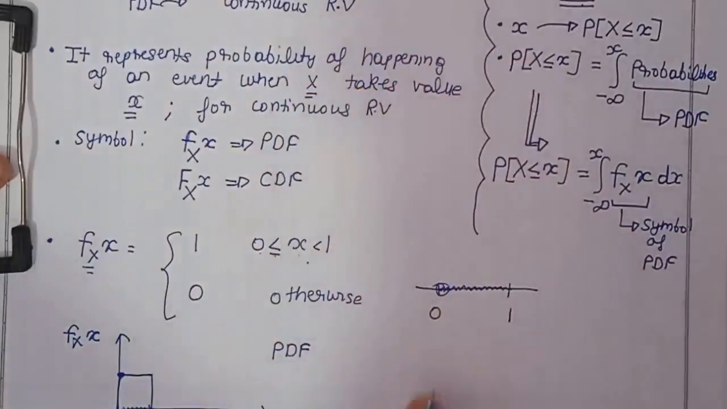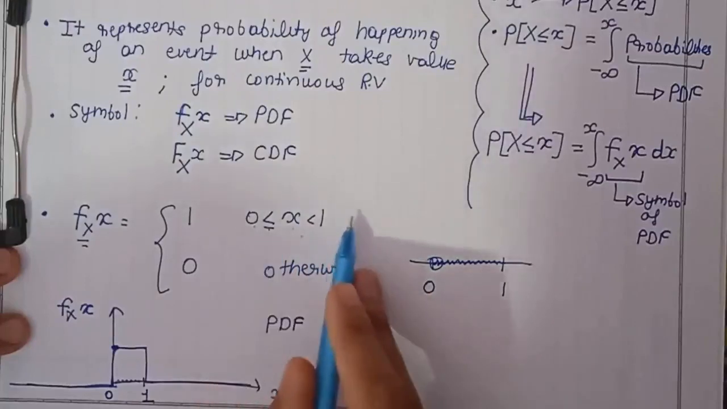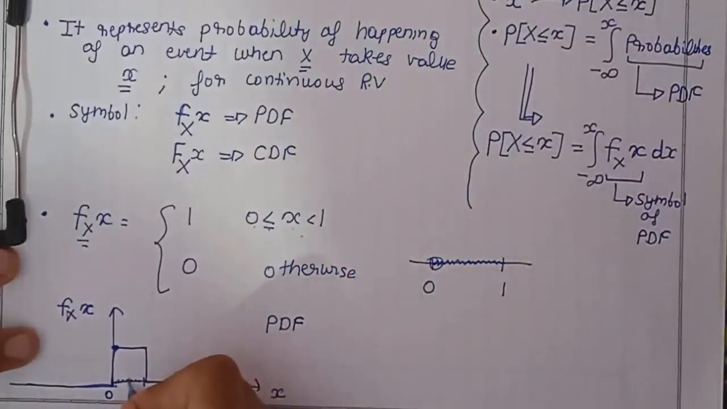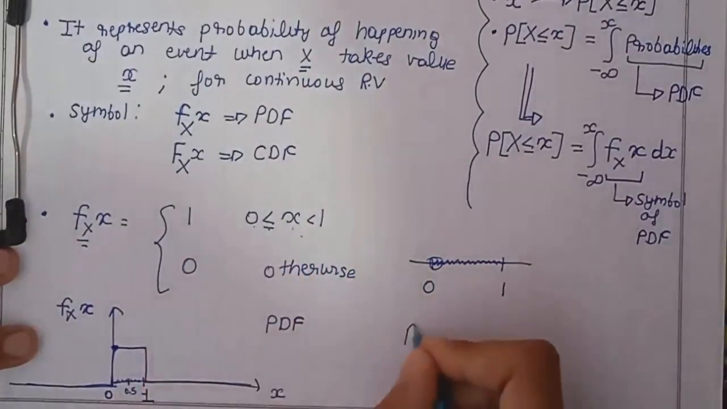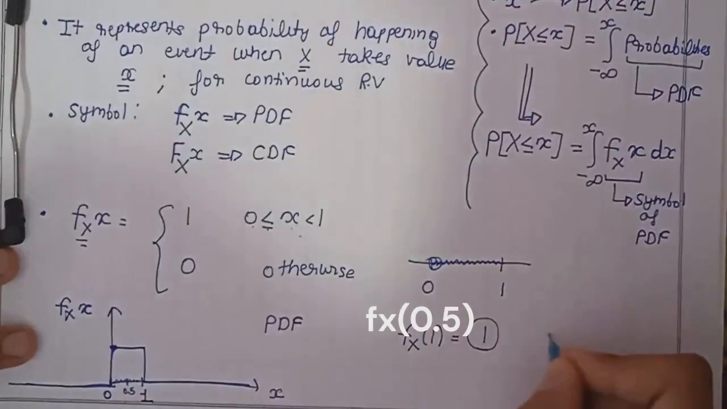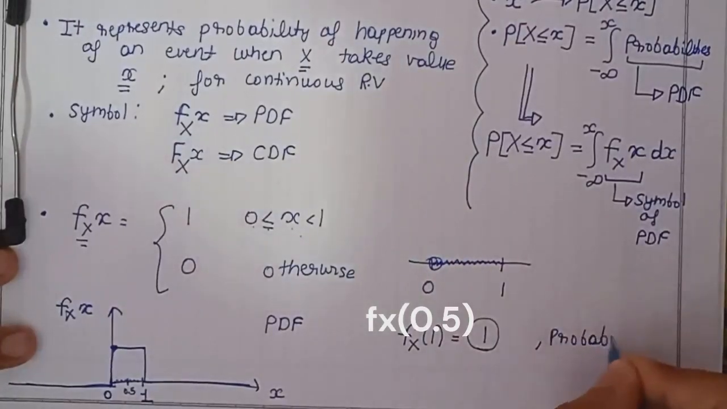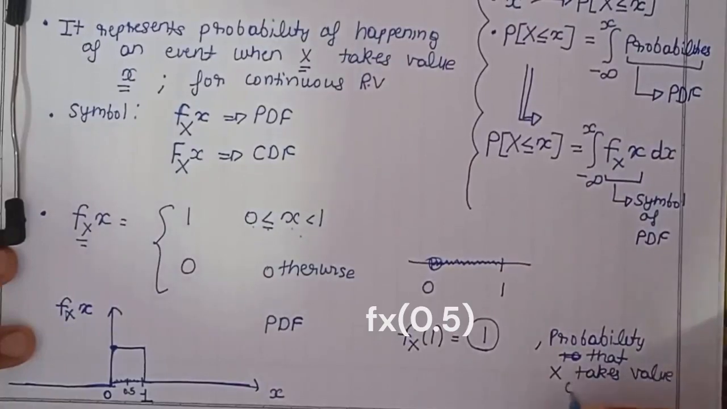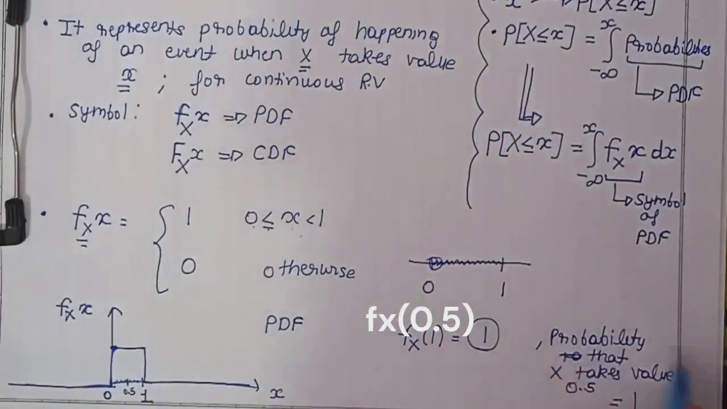Now, as I have told you, PDF represents the probability of happening of the event when X takes a particular value x. So if from the PDF table you take any value, like x equal to 0.5, and take the PDF value which is 1, then you will get that f(x) is equal to 1. Then it means that the probability that X takes value 0.5 is equal to 1. So from this example you can clear your concepts of PDF.